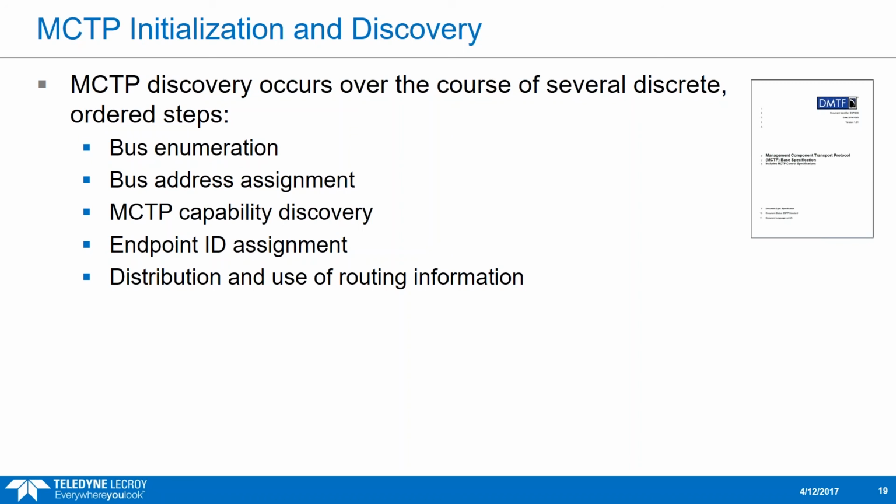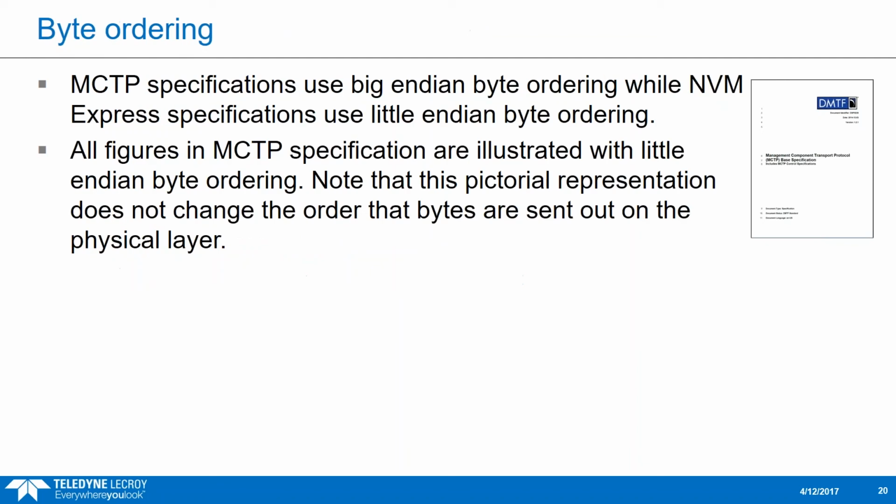So the first thing that's going to happen is a bus enumeration. There's going to be a bus address assignment. Then there'll be a discovery of the MCTP capabilities, an endpoint ID assignment at the MCTP level, and then the distribution and the use of routing information. So bear in mind here the MCTP specification is not specific to NVMe MI. That is one of the technologies that uses it.